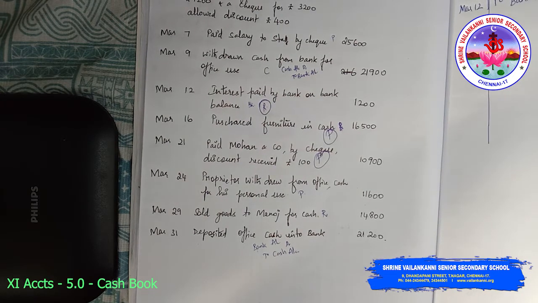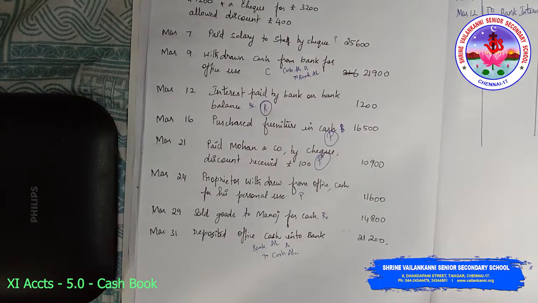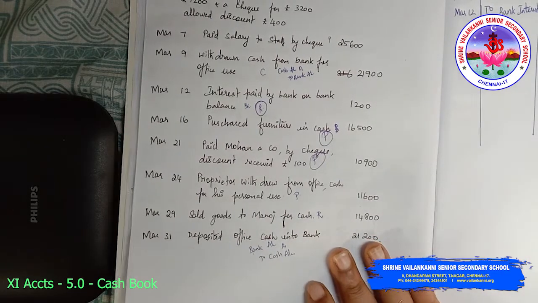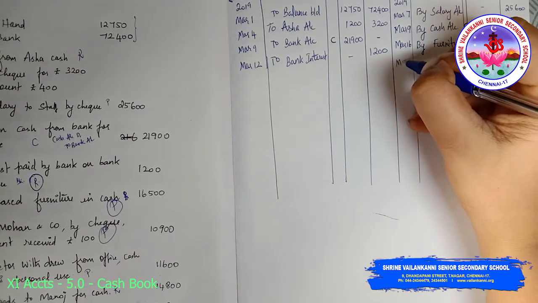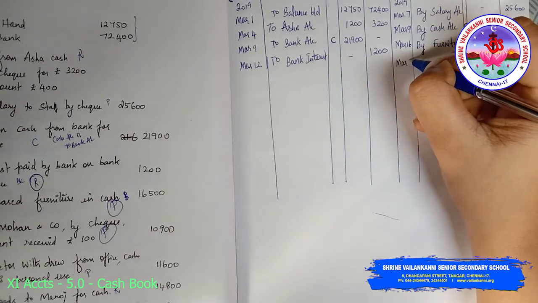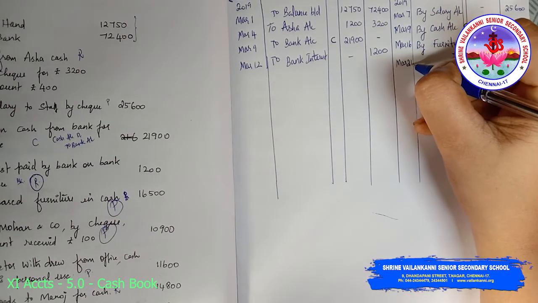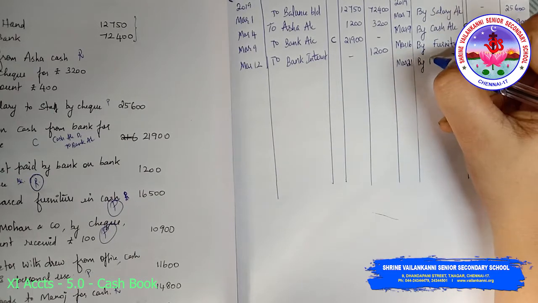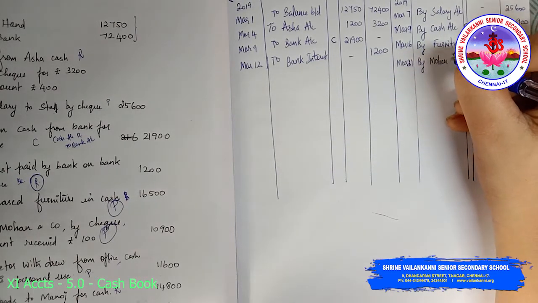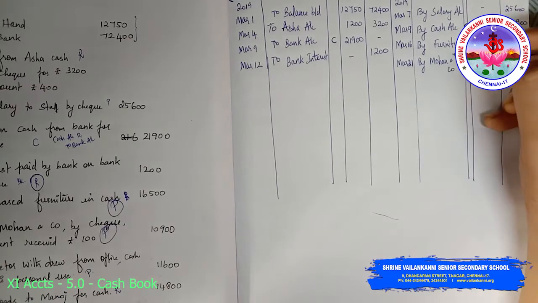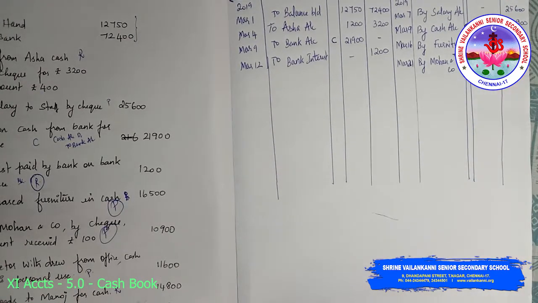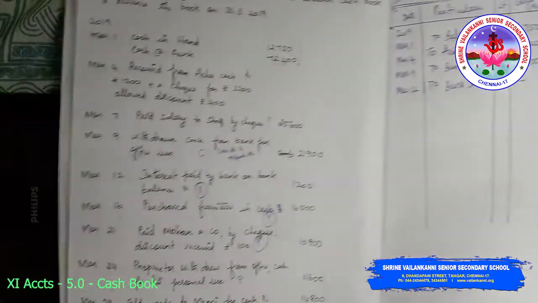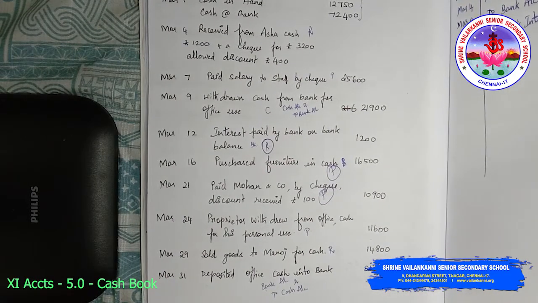Discount received rupees 100, so it's after discount. So paid Mohan, it's a payment. I'm writing March 21, by Mohan and company, 10,900.